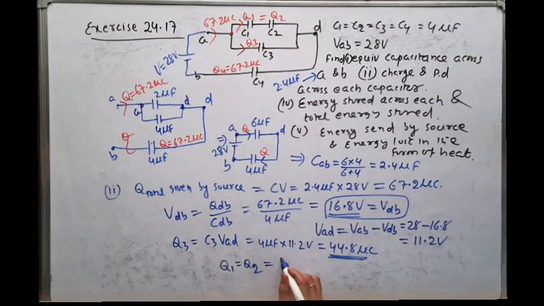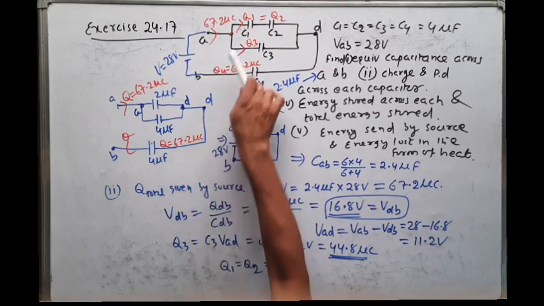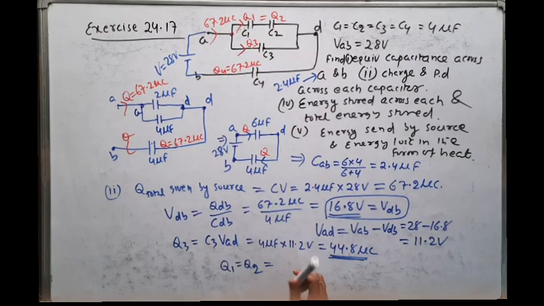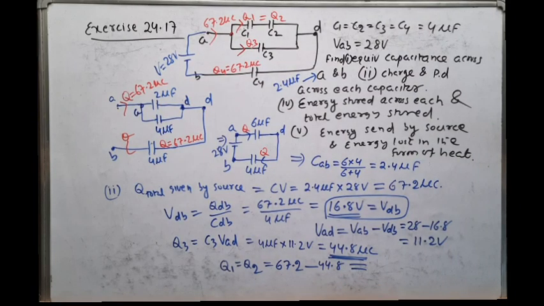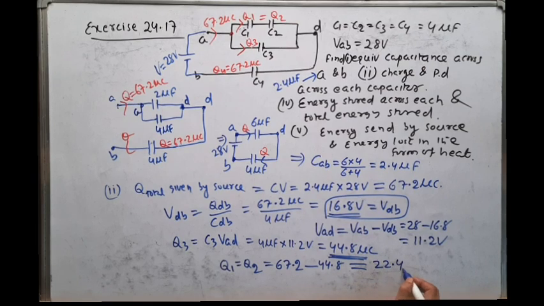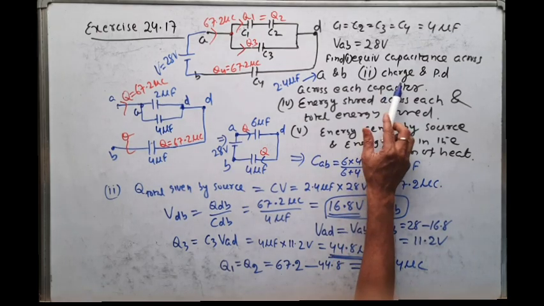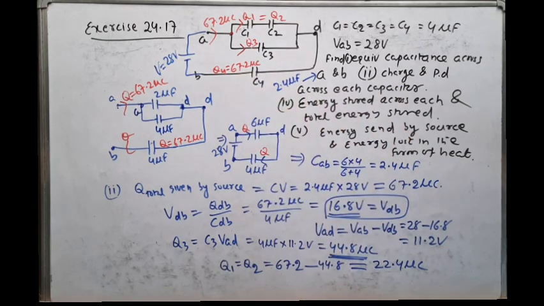Total charge is equal to what? 67.2 minus the charge through this Q3 is equal to what? 44.8. Just subtract this, you will get 22.4 microcoulomb. So I got the charge across each capacitor.